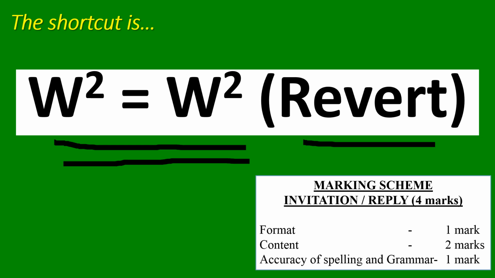The marking scheme for an invitation or a reply is given on your screen, and if you can remember this simple formula, that W squared is equal to W squared and you revert, you will be able to get the maximum possible marks in writing an invitation.